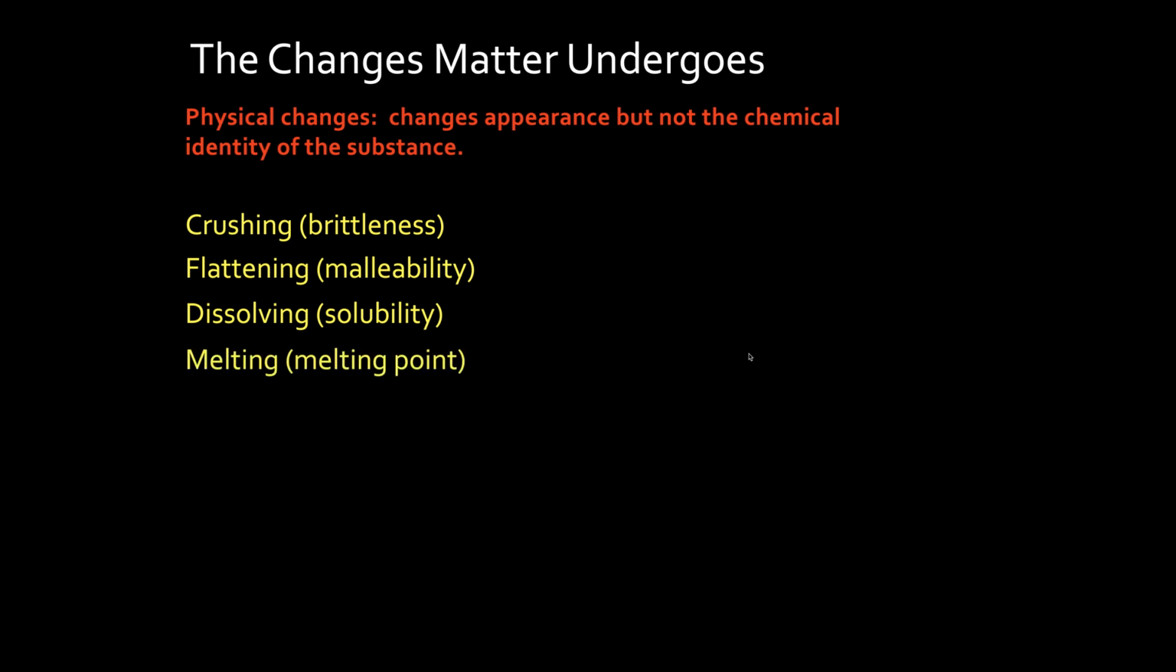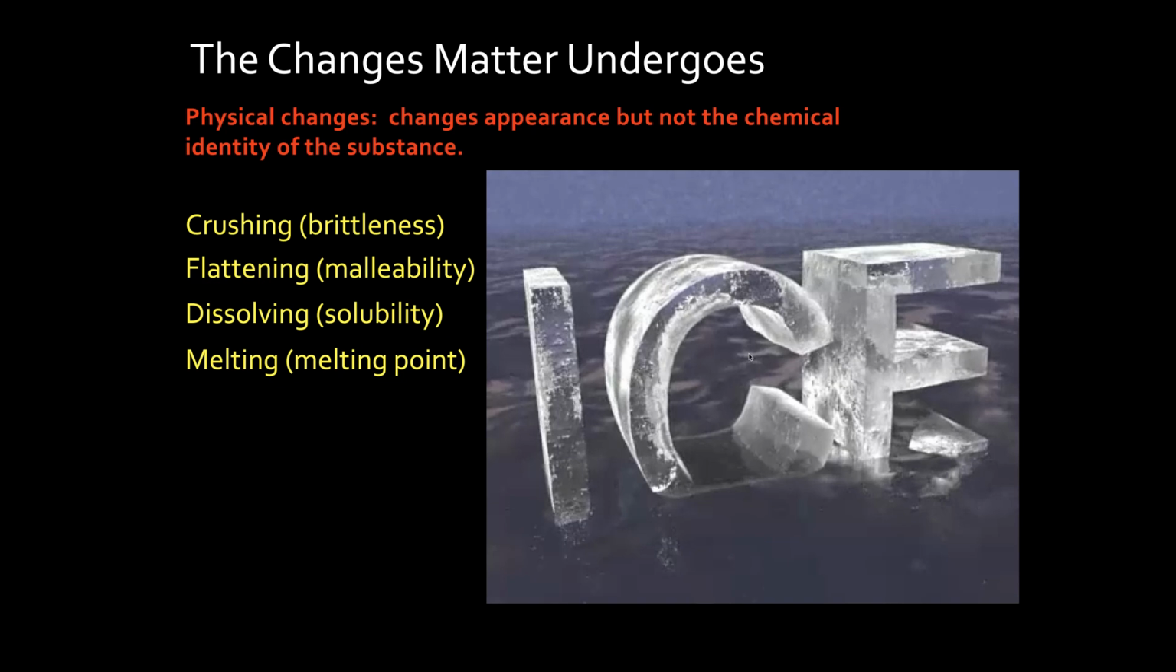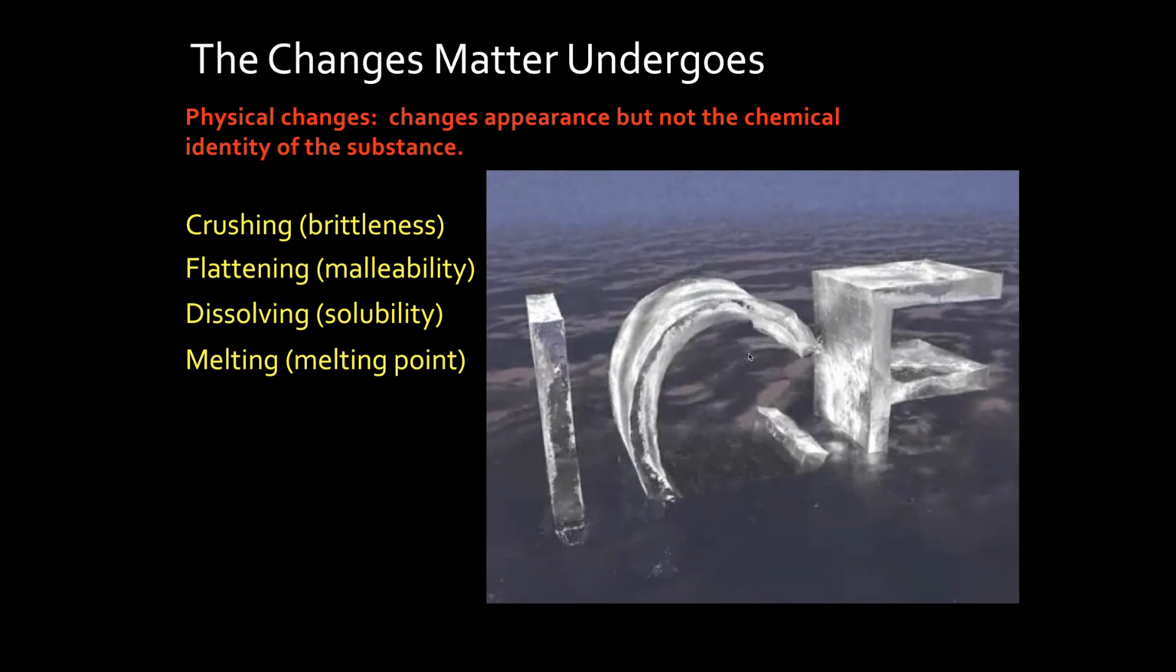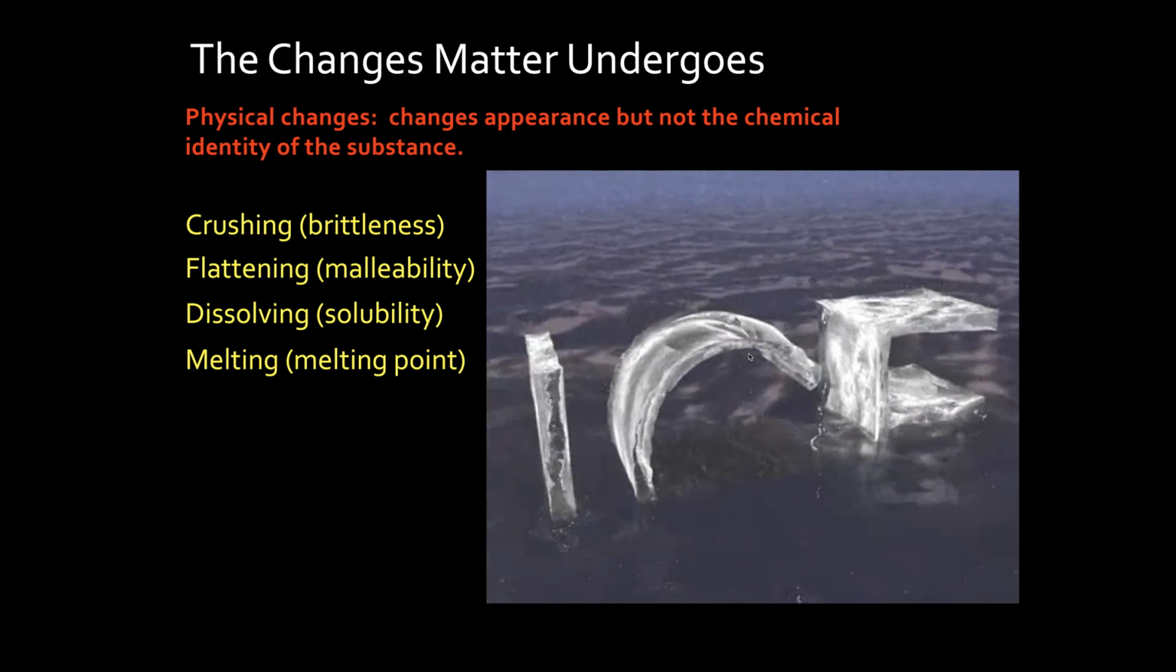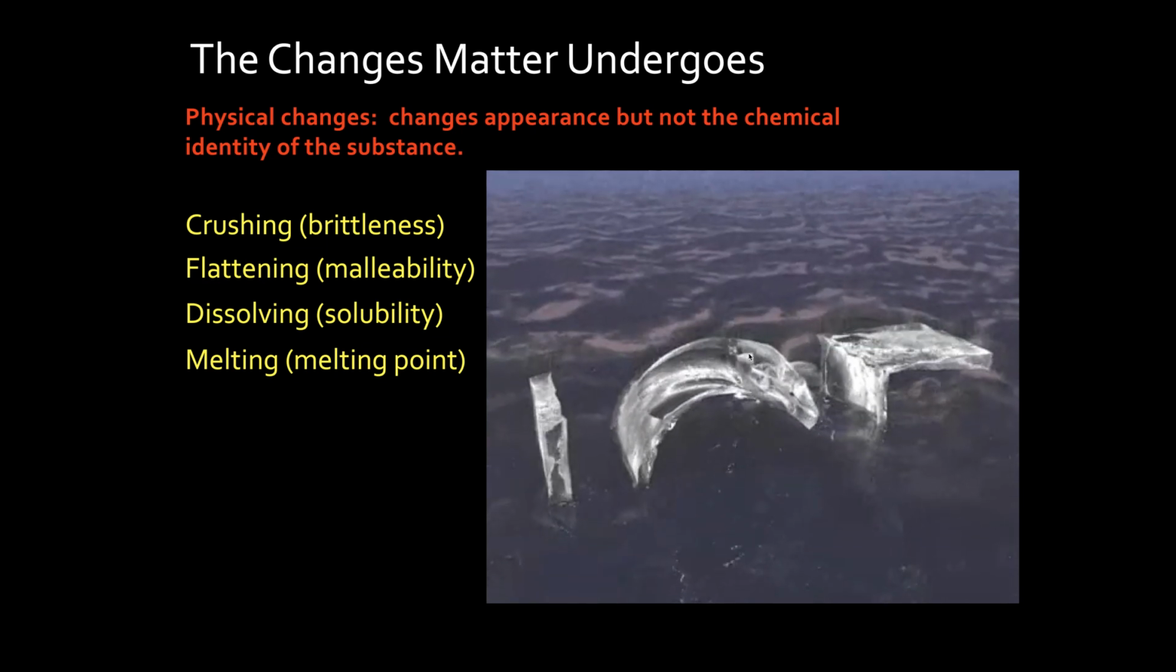Melting. Melting is a phase change, and all phase changes are physical changes. When you melt, all you're doing is turning a substance from a solid, where the molecules are all packed together, into a liquid, where the molecules are further apart and free to flow. The molecules are made of the same stuff, so ice and liquid water is really the same substance, H2O. So if we take ice and we melt it, we still have molecules of H2O. You've just made the molecules a little further apart from each other.